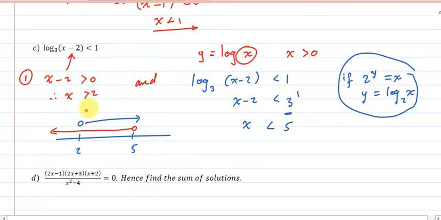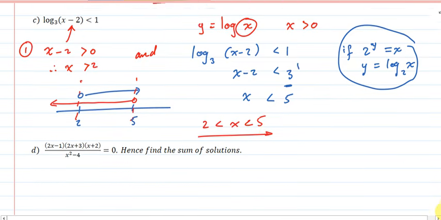And this "and" means I must take the intersection of the solutions. So if I take the intersection of the solutions, I will get my final answer: x is greater than 2 but less than 5. So 2 less than x less than 5. That's my solution. Let us have a look at this.